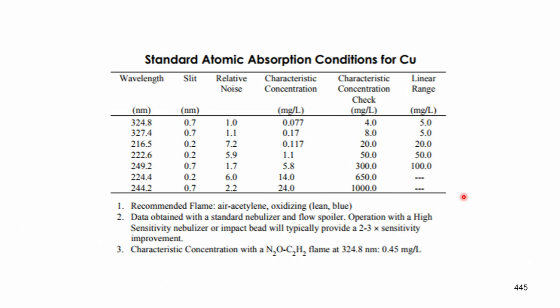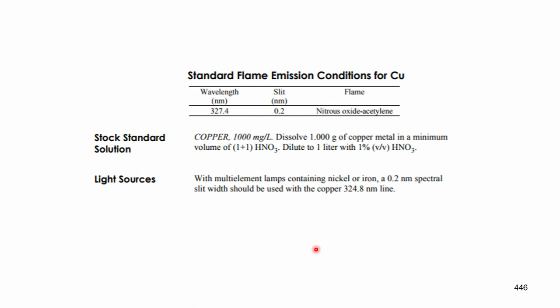Okay. Now, for copper there are so many lines, but sensitivity and relative noise are much better only for 324.8, 327, okay, and they say detection limit is 0.077, and air acetylene oxidizing flame, that is it basically. Standard flame emissions, they say dissolve 1 gram etc. Light sources, hollow cathode lamp should be good. You can use multi element lamp also.